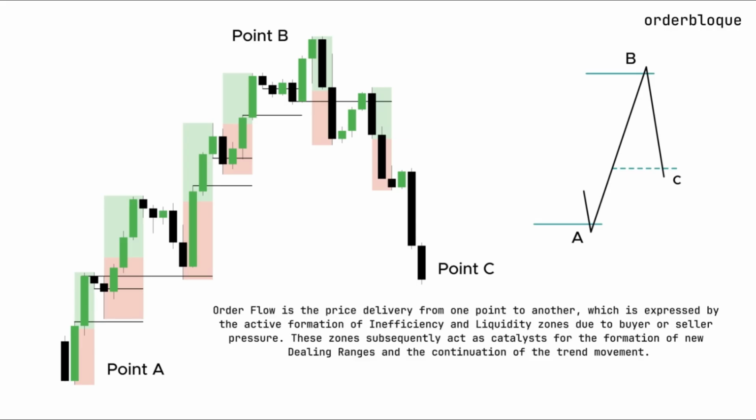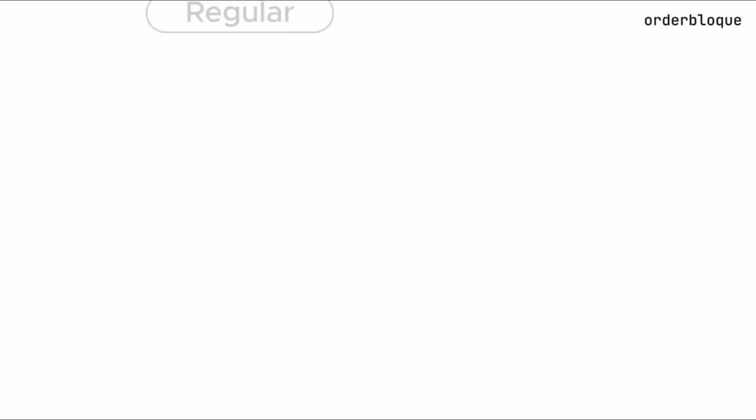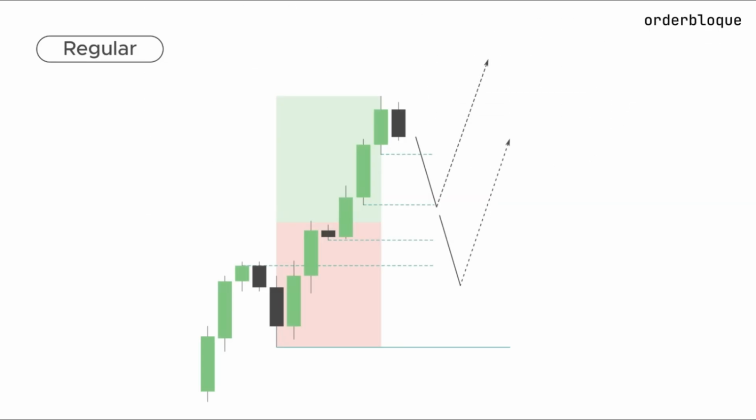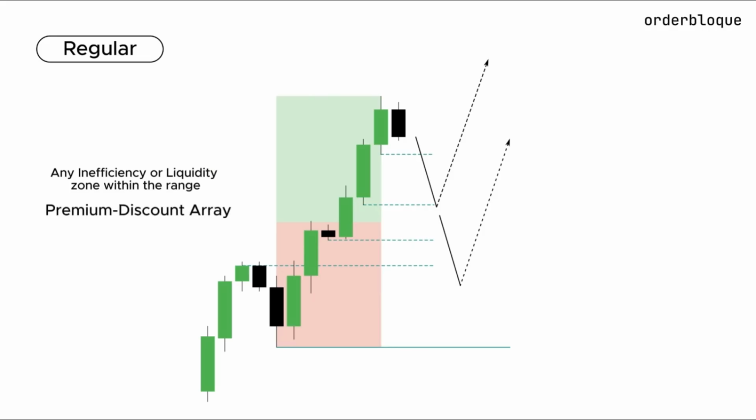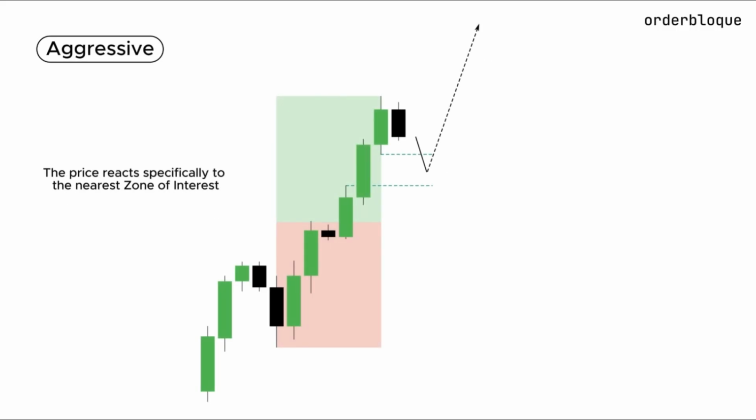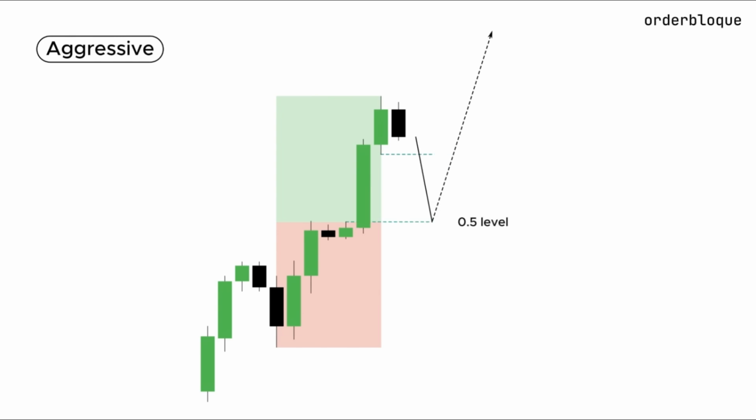A more precise definition is that order flow is divided into 2 types, regular and aggressive. Regular order flow is characterized by the price reaction to any inefficiency or liquidity zone within the range, which we also call the premium discount array. The main thing is that the price does not reach the extreme that would invalidate the idea of the entire dealing range. Aggressive order flow is when the price reacts specifically to the nearest zone of interest in the premium zone in a bullish scenario and in the discount zone in a bearish scenario, after which it continues its movement. An exception may sometimes be touching the 0.5 level, which is considered as equilibrium.